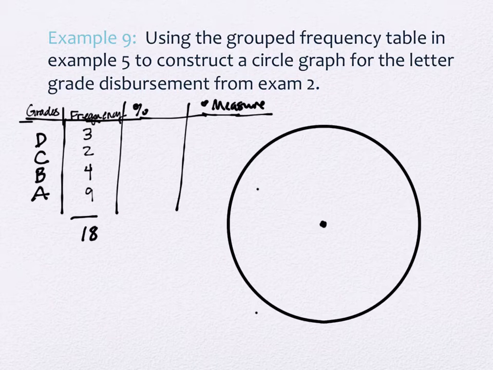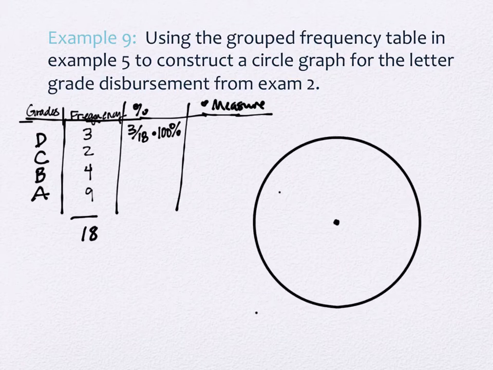So the percentage is found just like you would find a percentage on a test grade. You take the part, you divide it by the whole, and then you multiply by 100%. Okay, so I'm going to need some more space. Let me shift this over a little bit.